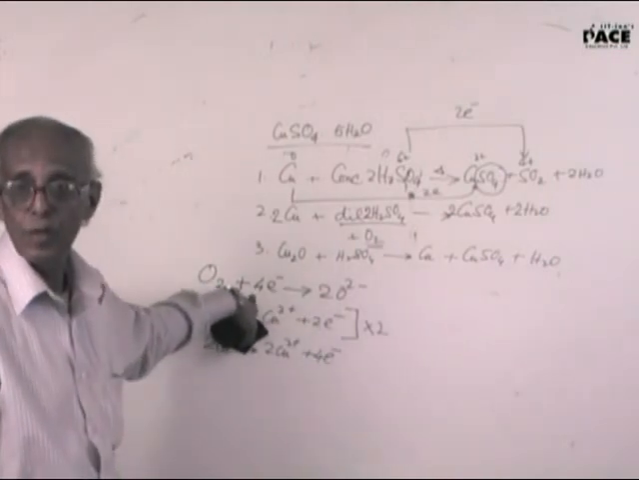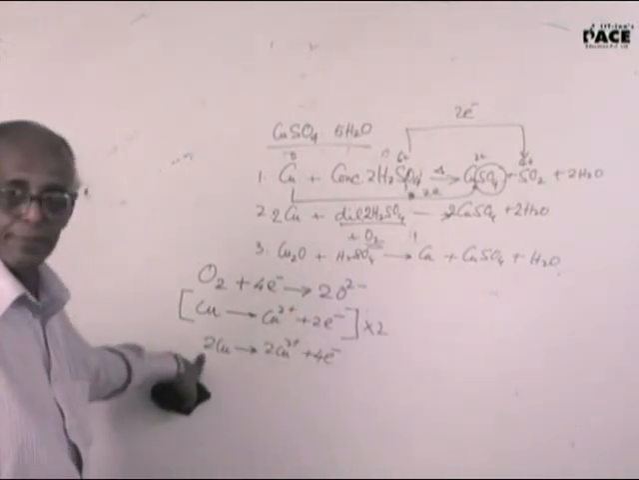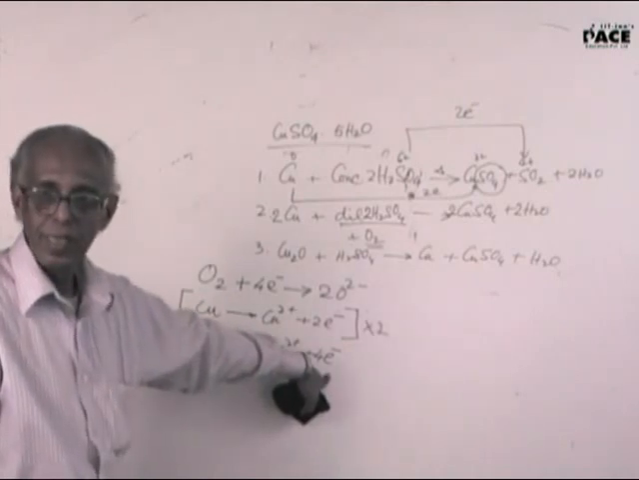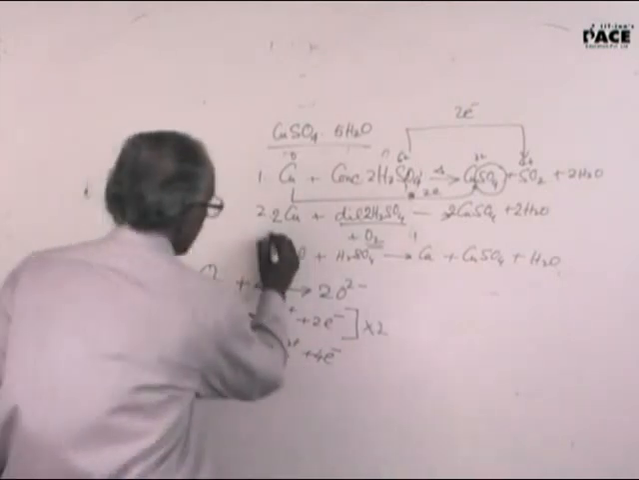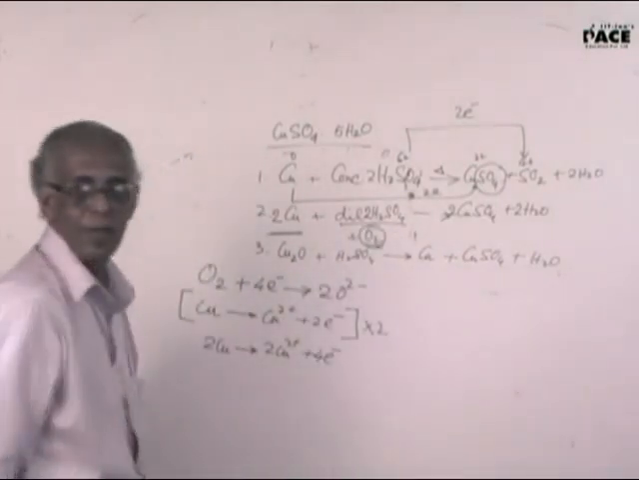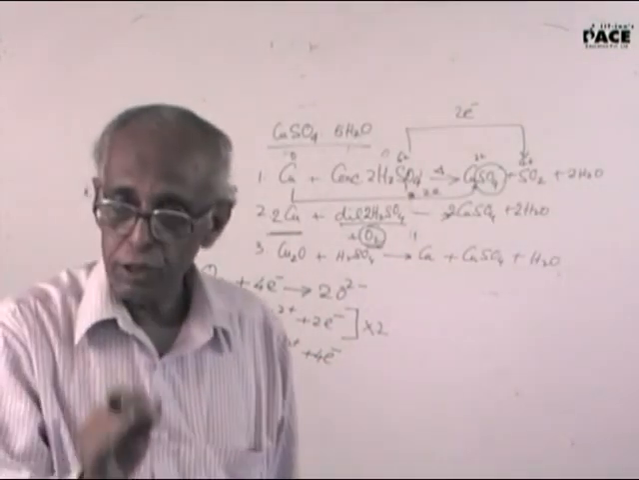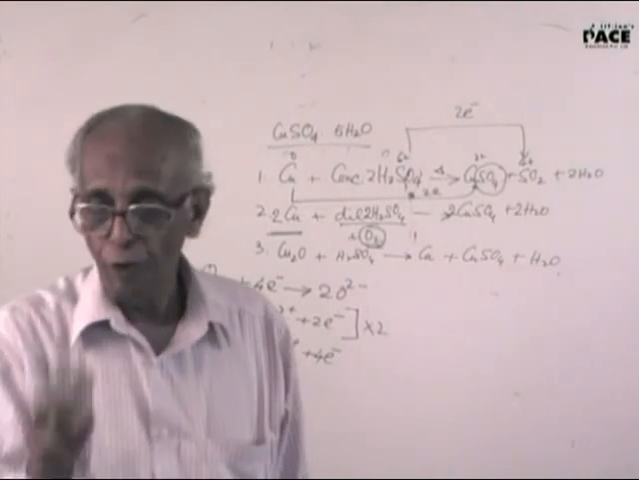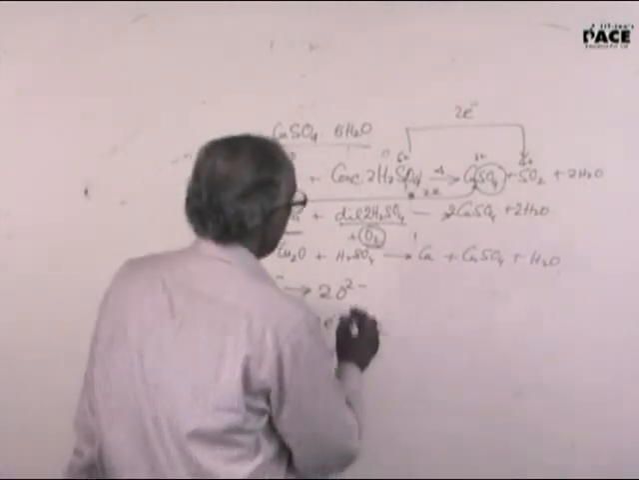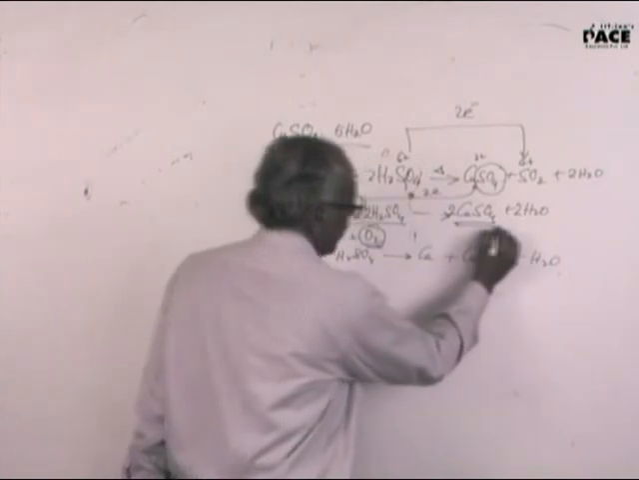Oxygen requires 4 electrons, so I have to multiply by 2. So 2 copper gives 2 copper 2 plus and 4 electrons. That is why I have written 2 copper per mole of oxygen. So 1 mole of oxygen will oxidize 2 moles of copper to form 2 copper 2 plus ion. So I need 2 moles of sulfuric acid to form 2 moles of copper sulfate.